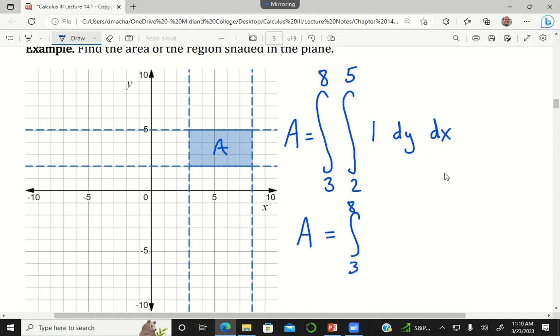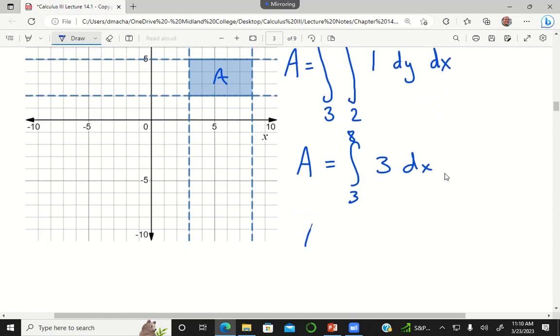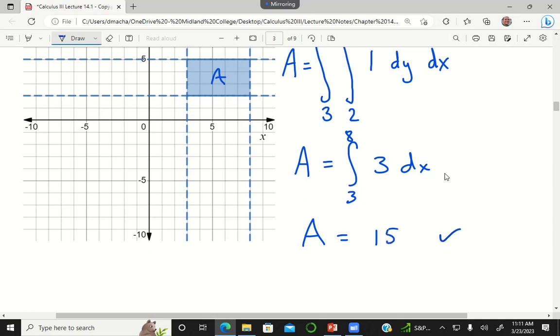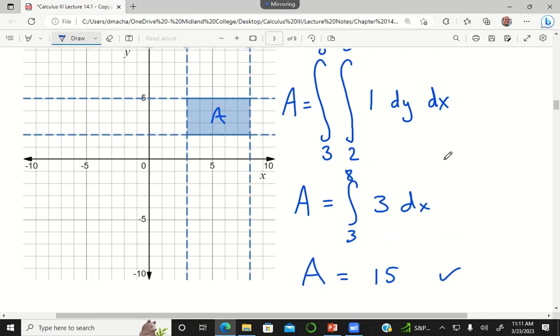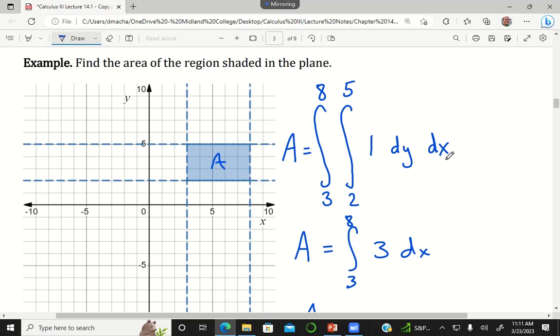So the antiderivative of 1 with respect to y should just be y, but we plug in 5 and 2, so it should be 5 minus 2, which is 3 dx. And so now if I take the antiderivative of 3 with respect to x, it should be 3x. So in other words, 3 times 8 is 24, minus 3 times 3, which is 9. So 24 minus 9 is 15. So that's a way that you can calculate areas in the plane, if you use the bounds of your double integral to describe what x and y values are allowed.